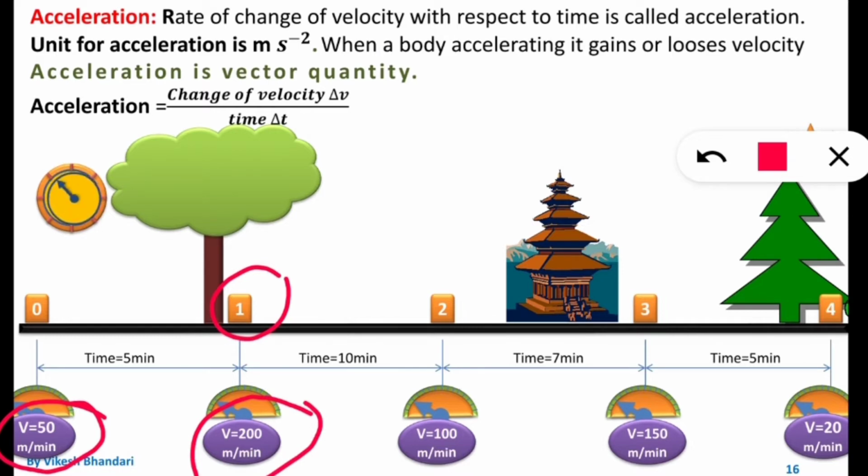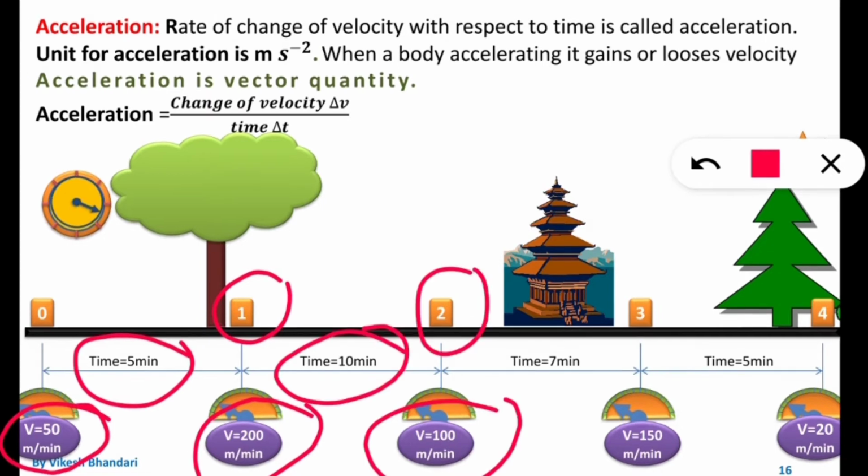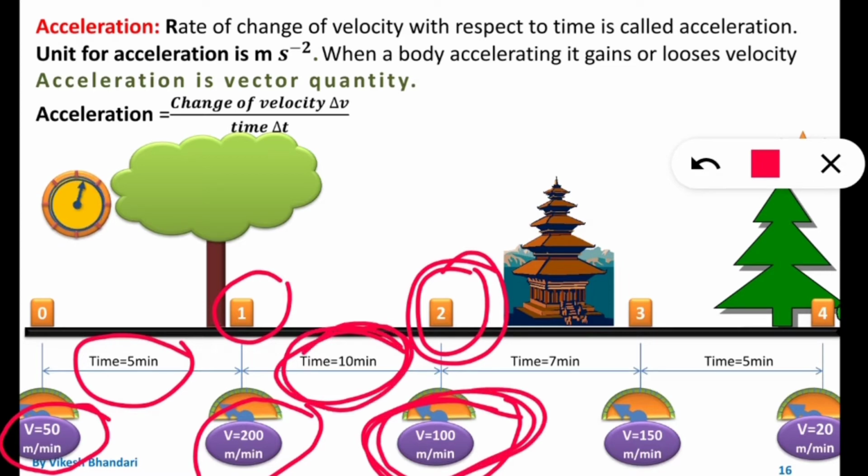The time elapsed is 5 minutes. In 5 minutes he gains another 150 meter per minute and attains 200 meter per minute. That means he is accelerating, his speed has increased. Then in the second kilometer the velocity is 100 meter per minute, and the time taken is 10 minutes. That means the velocity is decreasing. That means he is decelerating, he is in retardation. Because of the retardation, the velocity decreases.